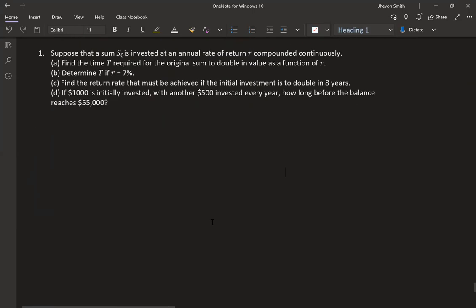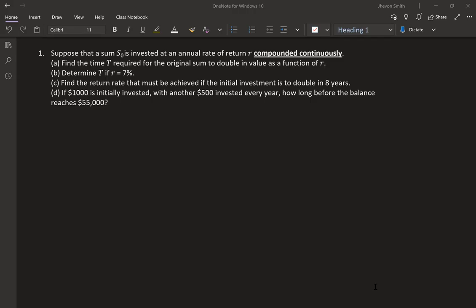Okay, so just to jump back into it, we know for this sort of situation where something is compounded continuously, and this is usually mentioned in the problem, you use the harvesting model. Whenever you have a bank account or some financial instrument growing with continuously compounded interest, the harvesting model helps us solve that, as we saw yesterday. So suppose I have a sum, S naught, invested at an annual rate of return, R, and compounded continuously. Find T, the time required for the original sum to double in value as a function of R.